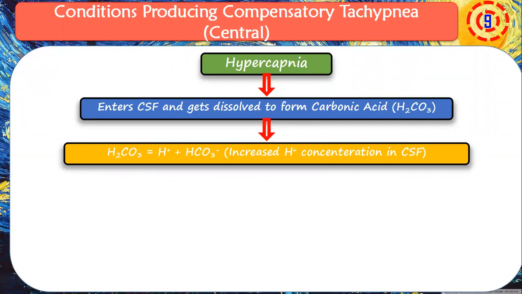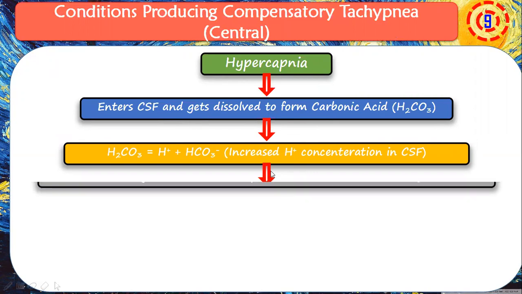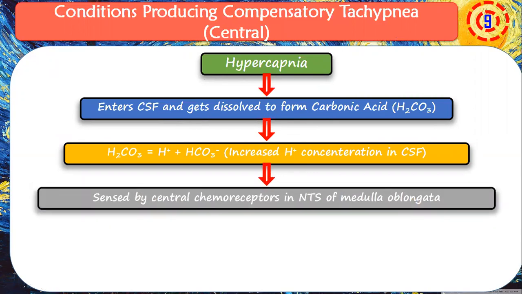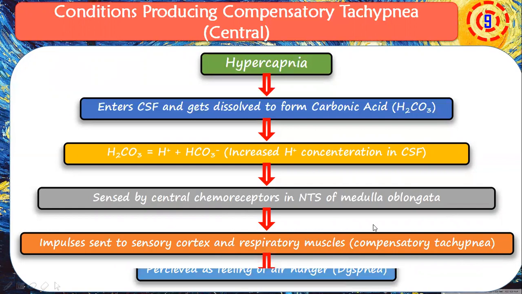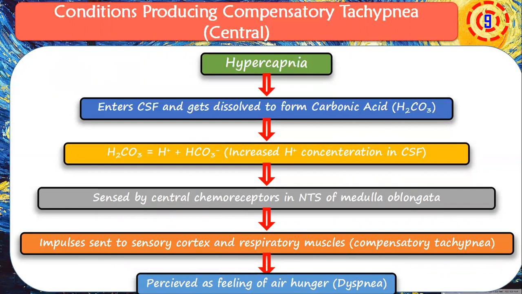Now, this leads to increased hydrogen ion concentration because as compared to the normal, there is increased formation of carbonic acid and ultimately increased formation of hydrogen ion. So when there's increased formation of hydrogen ion, this is sensed by the central chemoreceptors, which are located in the nucleus tractus solitarius on the medulla oblongata. Once this is sensed by the central chemoreceptor, there are again increased impulses sent to the sensory cortex located in the cerebrum, as well as to the respiratory muscles. Impulses sent to the respiratory muscle lead to compensatory tachypnea. But the impulses sent to the sensory cortex will result in the feeling of air hunger or dyspnea.